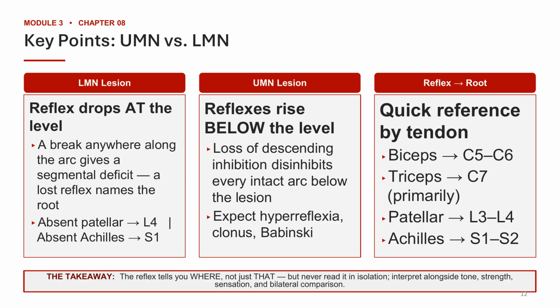The quick reference by tendon, which you should know cold. Biceps, C5 to C6. Triceps, primarily C7. Patellar, L3 to L4. Achilles, S1 to S2. No excuses for not knowing these.